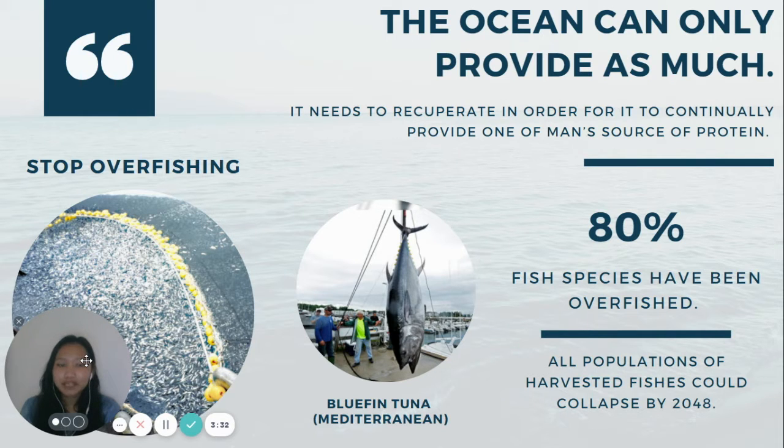Worldwide, it is estimated that 80% of the fish species have been overfished. In the US alone, the fish stock is depleted by 95% because of increasing demand. Ecologists and economists estimate that if overfishing and ocean pollution are not remedied or resolved, all populations of harvested fishes could collapse by the year 2048.